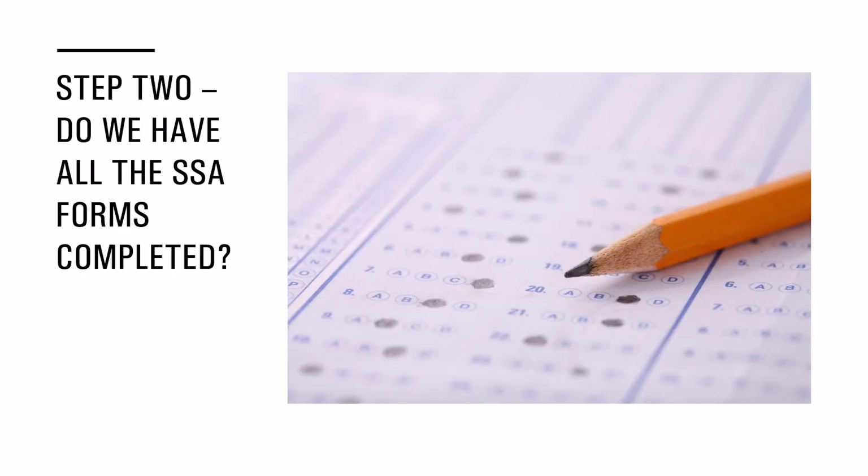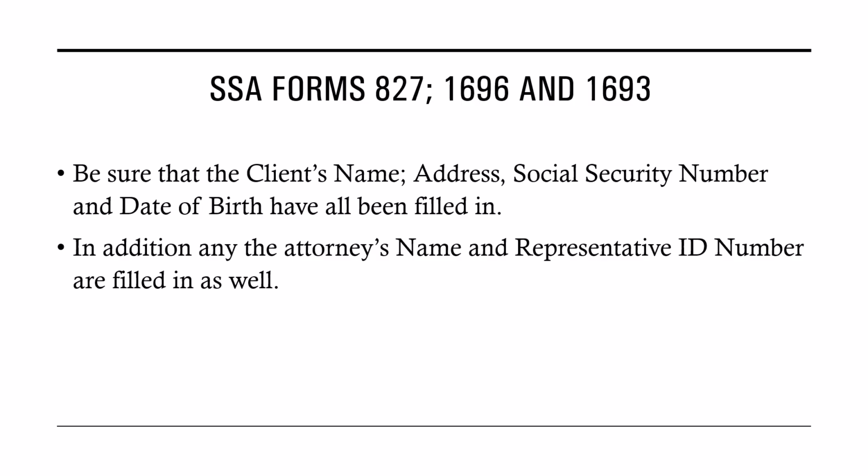Step 2 is to make sure we have all of the Social Security forms completed. So we're looking for forms 827, 1696, and 1693. Be sure that the client's name, address, social security number, and date of birth have been filled in on all forms. In addition, any attorney names or rep ID numbers must be filled in on these forms as well.